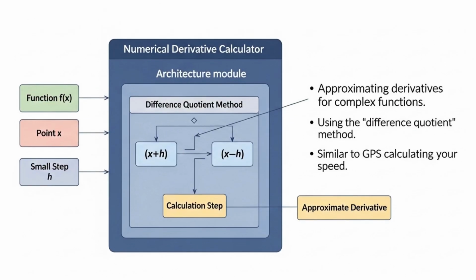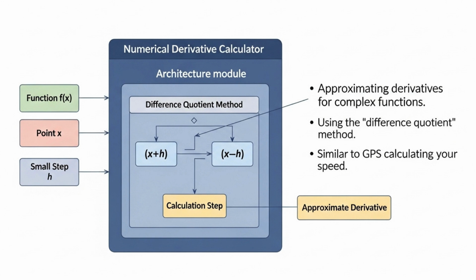While the idea of a derivative is clear, real-world AI models often deal with incredibly complex functions that don't have a simple, neat mathematical formula for their derivatives. This is where numerical derivatives become essential. Instead of finding an exact formula, we approximate the derivative.